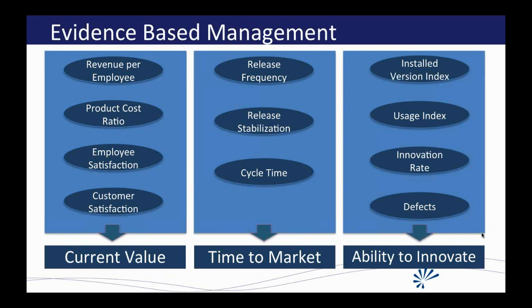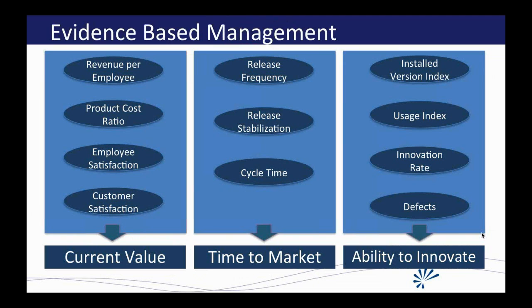And then innovate, installed version index. If our customers are on like 10 different versions of our product and all our releases are just going to the latest one, that's going to affect value as well. So what can we do to measure that and to make sure everybody starts to get on the same one or gets the value quicker? Usage index, like I mentioned earlier, innovation rate I talked about before as well, and even defects. The more defects we have, the harder it is to focus on new things.